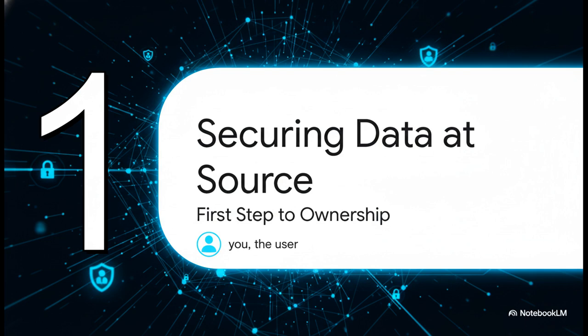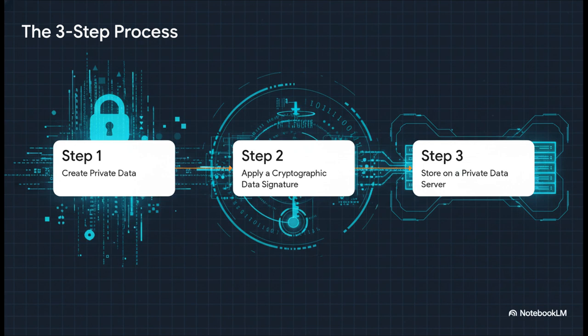Section 1, securing data at the source. This is absolutely the most important part because this is the first step to true ownership, and it all starts with you. So what's actually happening on your end? Well, it's a pretty straightforward 3-step process. First, you create your private data. Then, and this is the magic part, you apply what's called a cryptographic data signature. And finally, you store that signed data on your own private data server. See? You're in charge right from the get-go.